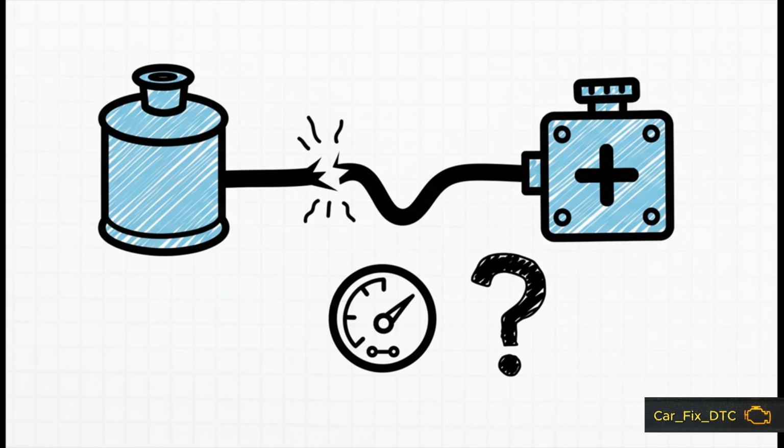All right, our second suspect is the vacuum tube. This tube connects the regulating valve to the vacuum reservoir, which is basically a little tank that stores vacuum pressure for the system. A leak in this tube means a loss of vacuum, and that can stop the regulating valve from working the way it should.